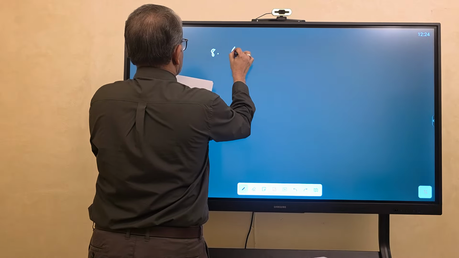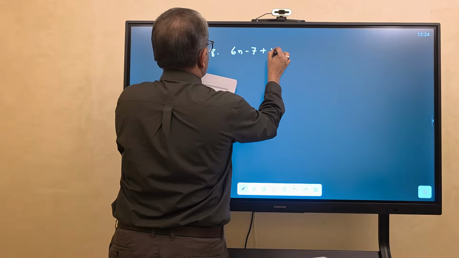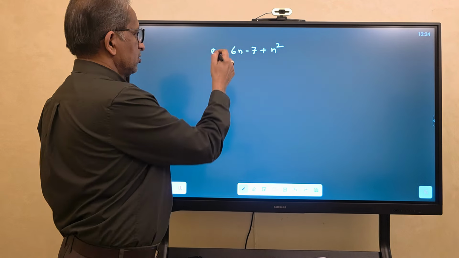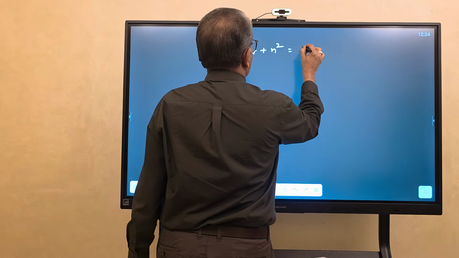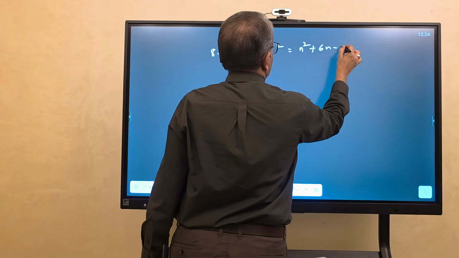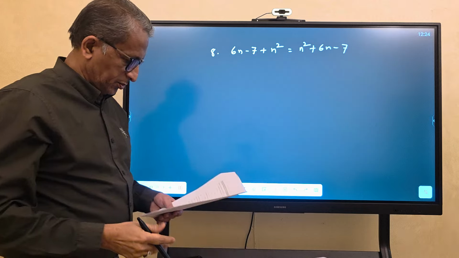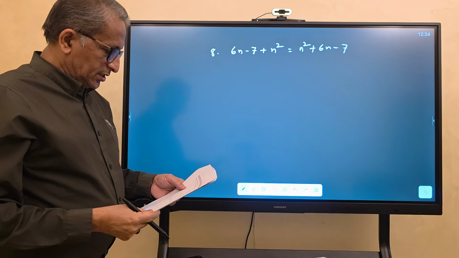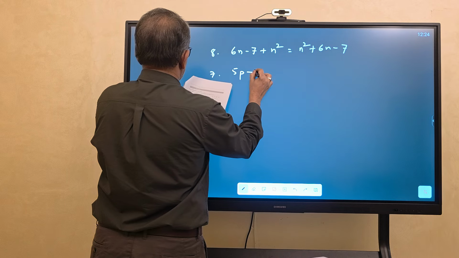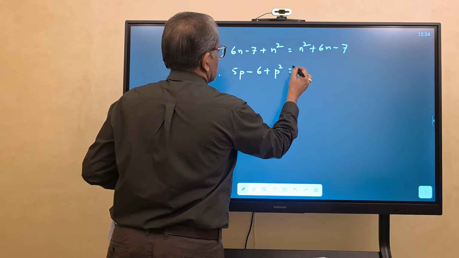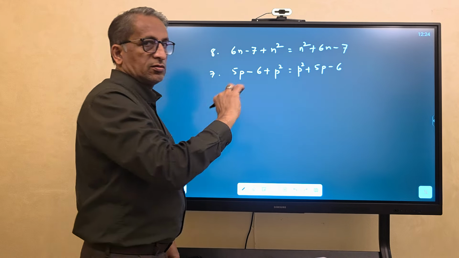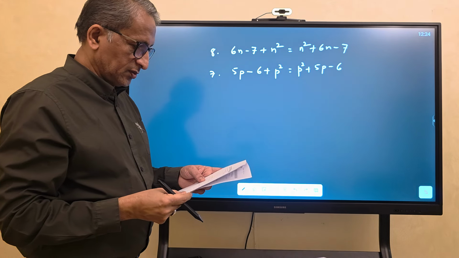Now see question number 8, 6n minus 7 plus n square. Don't worry, you write this in order. It is not in order. So what is the order? I can write n square first, then plus 6n second, and minus 7. Then you can do the remaining. In the same way, question number 7, it is 5p minus 6 plus p square. So I write first p square plus 5p minus 6. So write it in order, then continue.